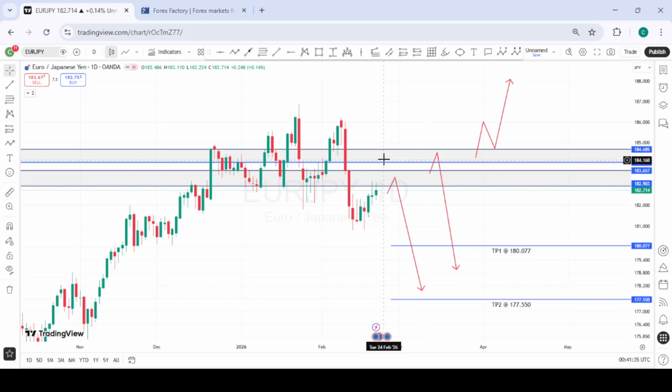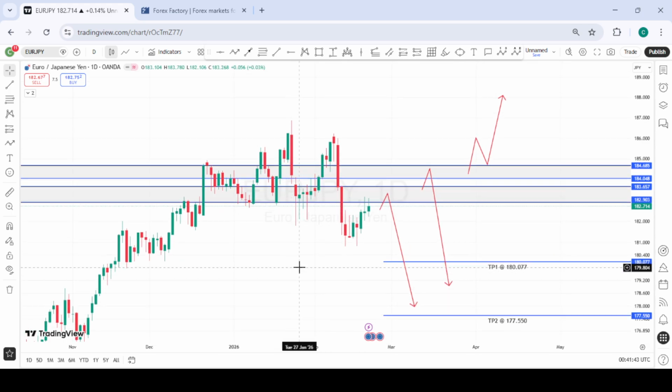Should price continue to pull back to the second zone above, we will still be interested in looking for selling opportunities as well to the downside for EURJPY. So we are very bearish on EURJPY for the coming week.